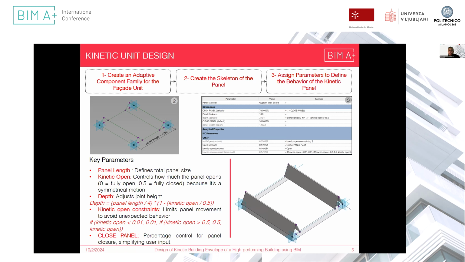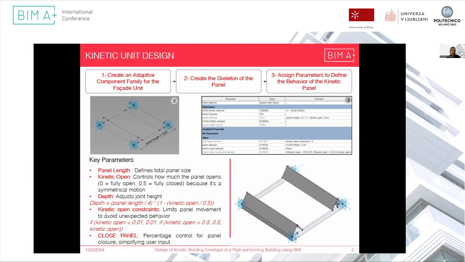The key parameters for the kinetic unit are the panel length and the kinetic open. The kinetic open is a value between 0 and 0.5, because it's a symmetrical system. And also we define the depth. The depth is the height of the joints, and it's controlled by the panel length. We also added a parameter named kinetic open constraints, because we don't know how the system will behave if we put more value than the open or less value than the open.